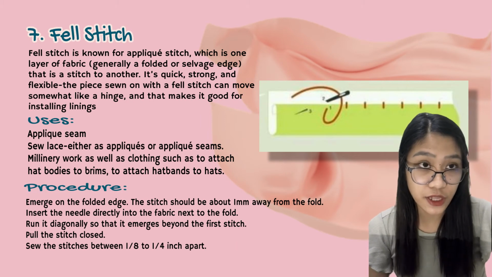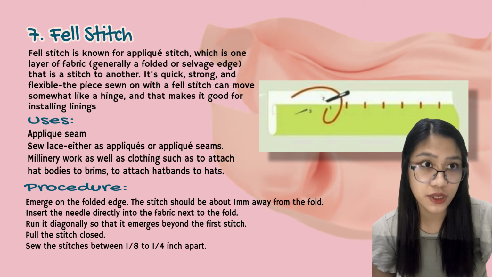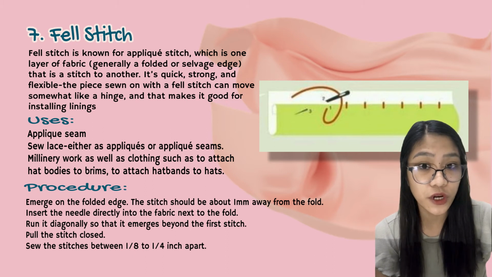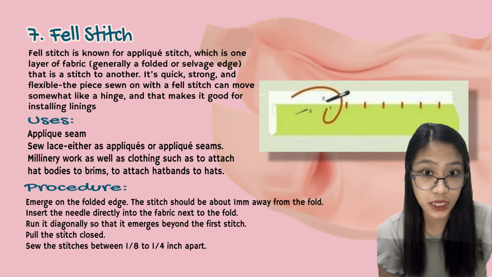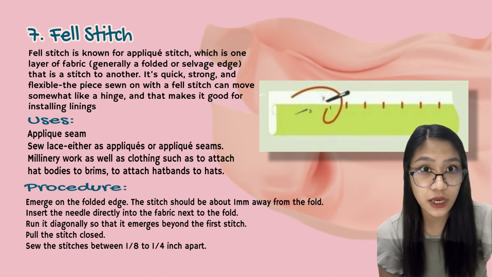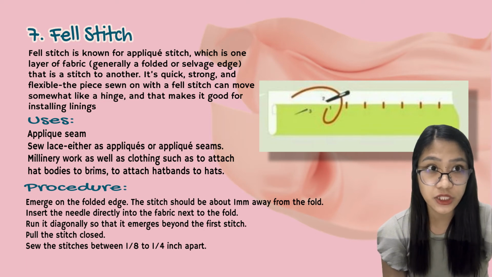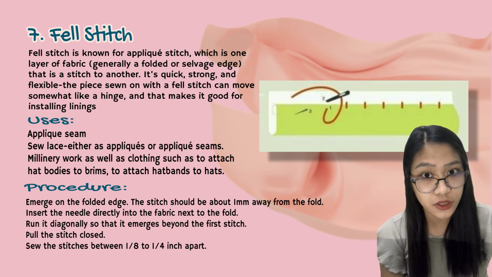Next is the fell stitch. So, what is a fell stitch? A fell stitch is known for a plique stitch, which is one layer of fabric, generally a folded or selvaged edge that is stitched to another.